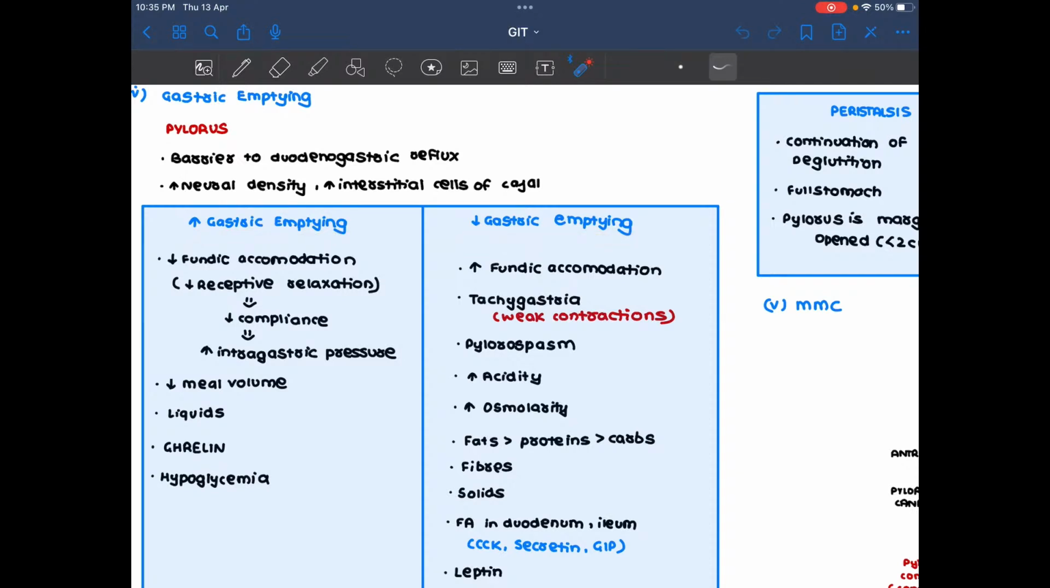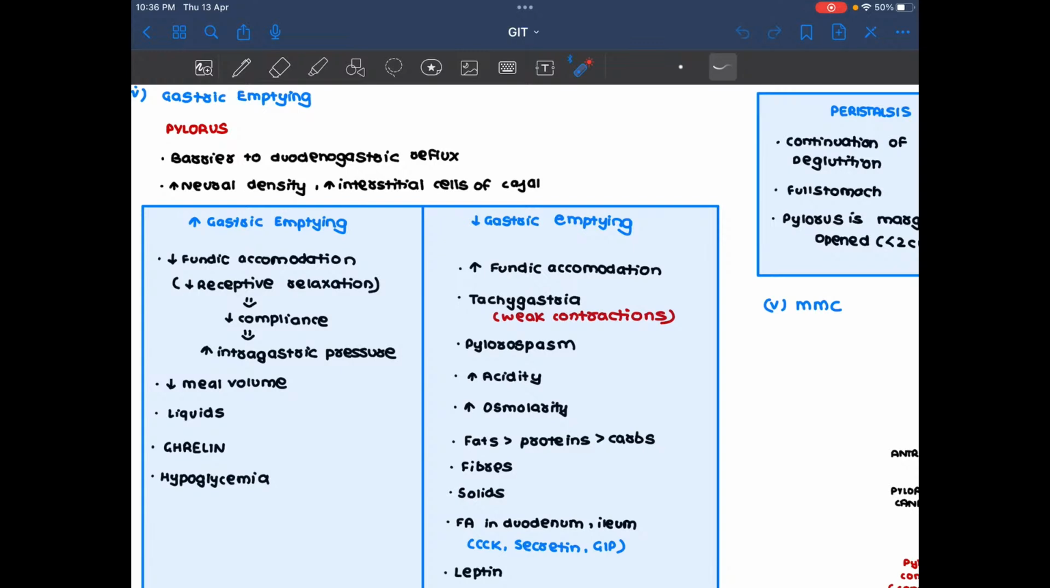Okay? So there are some factors which can increase gastric emptying and there are some factors which can decrease your gastric emptying. What can increase your gastric emptying is a decrease in fundic accommodation. We talked about how whenever receptive relaxation does not occur, in case of your vagotomy patients, compliance of the stomach decreases, right? If compliance decreases, that means intragastric pressure is going to increase. The more the pressure increases in the stomach, obviously that's going to facilitate your gastric emptying. What next? If meal volume is less, gastric emptying will be quicker. Okay? Liquids, as we study in FMT, will travel through quickly. Ghrelin and hypoglycemia, all of them are factors which increase gastric emptying.